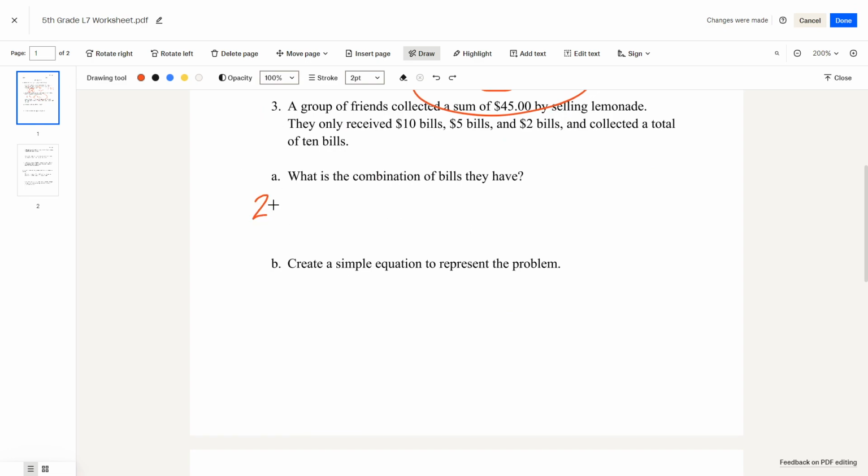The second type of guess we can make here is to keep 2 $10 bills, and then we could add less $5 bills. So why don't we try 3 $5 bills? That means 20 plus 15, 35. And lastly, 45 minus 35 is 10. So that means we need 5 $2 bills. And in total, they have 10 bills and $45, which makes this answer correct.